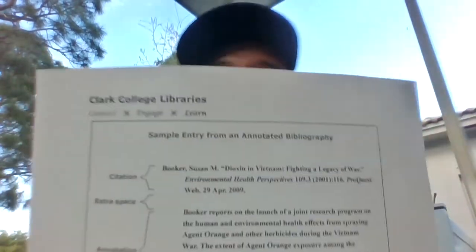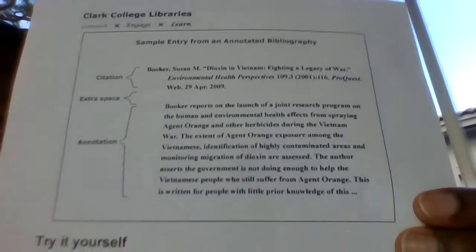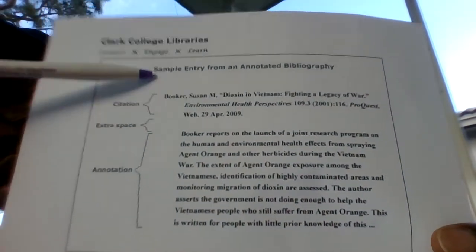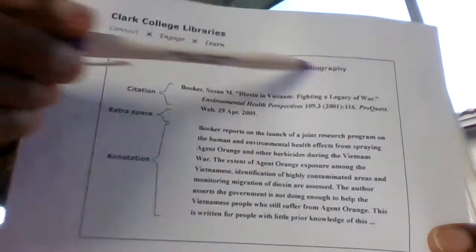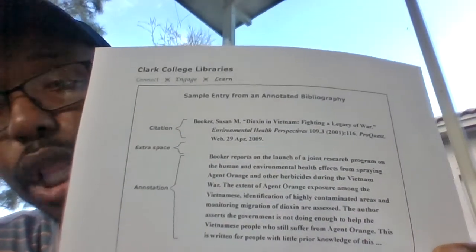that you need to construct. All right, so the next part, which is another reason why I chose this information from Clark College, is because it does this on the second page, where it shows you a snapshot of what an annotated bibliographical entry should look like, right?